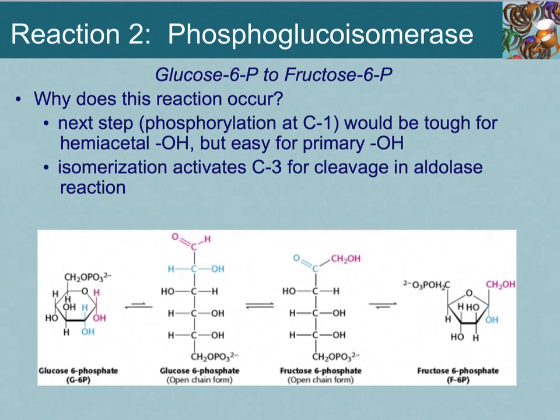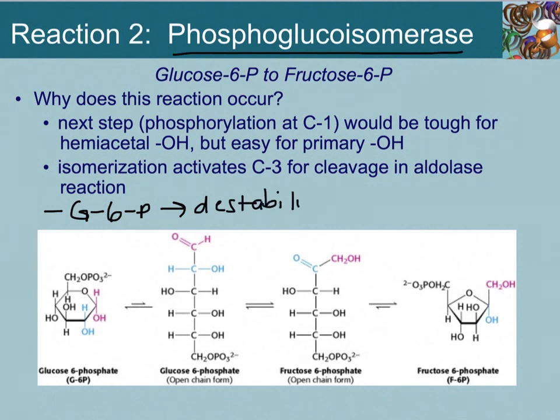Reaction 2 in glycolysis is the isomerization of glucose 6-phosphate to fructose 6-phosphate, and this is catalyzed by phosphoglucoisomerase. Now, as I said earlier, when we make glucose 6-phosphate, we destabilize it. So the ring is more likely to go into its open chain form. If you look at the open chain form of glucose, there's an aldehyde at carbon 1. This is called an aldose sugar.